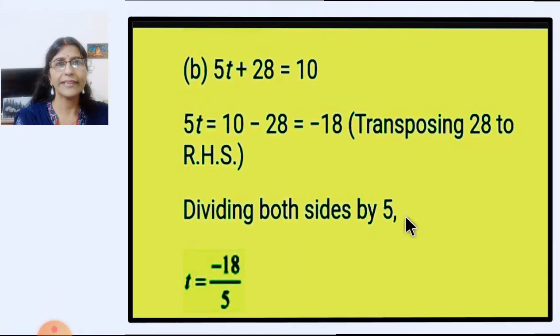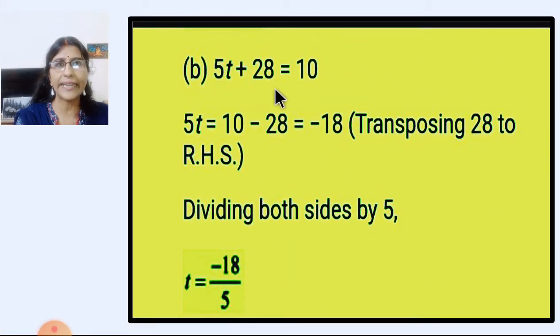Now next is 5t plus 28 is equal to 10. Same method, we will keep the term with the variable on the left side of the equation, and then equal to, first we will write down the number. We are using the transposing method here also. So first we will write down the number which is on the right side. So 10 we will write, and then 28 is positive here, we will take it to the other side. So plus 28 will become minus 28.